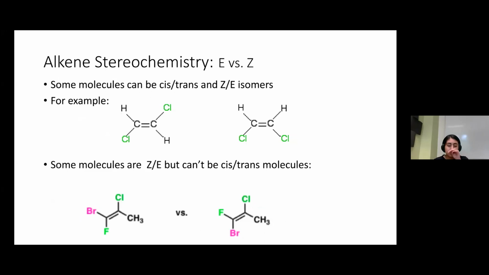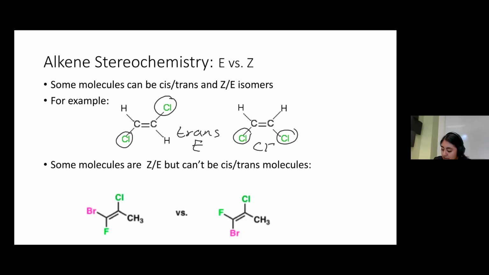So I just want to note that some molecules can be named using both cis, trans, and Z and E isomers. So for instance, this molecule right here, we could look at these chlorines. This can be a trans, but we can also name it an E configuration molecule. This one too. And again, remember, because we're looking at cis and trans, they're identical groups, so we can use cis and trans. And when we're using E, we're using higher priority. So chlorine is higher priority, so it would be an E.